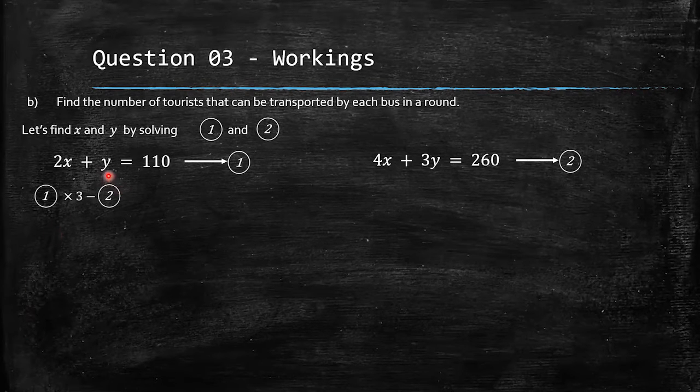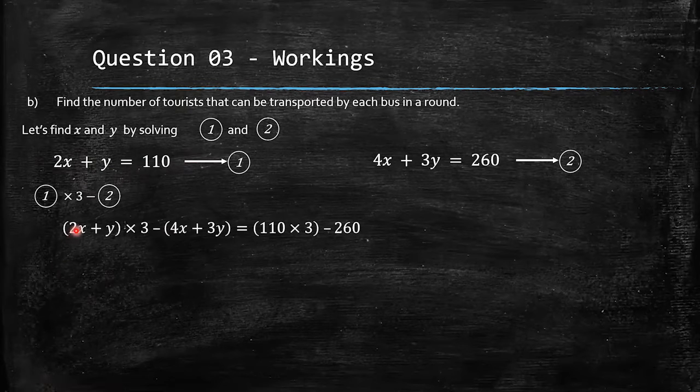Now you can see in the first equation, it is y. In the second equation, it is 3y. So in order to remove y, I will multiply my first equation by 3. Once you multiply my first equation by 3, it will become 6x plus 3y is equal to 3 times 110. So it will be 2x plus y into 3, that means this side into 3, minus my second equation. So I multiply my first equation by 3 and deduct the second equation from it.